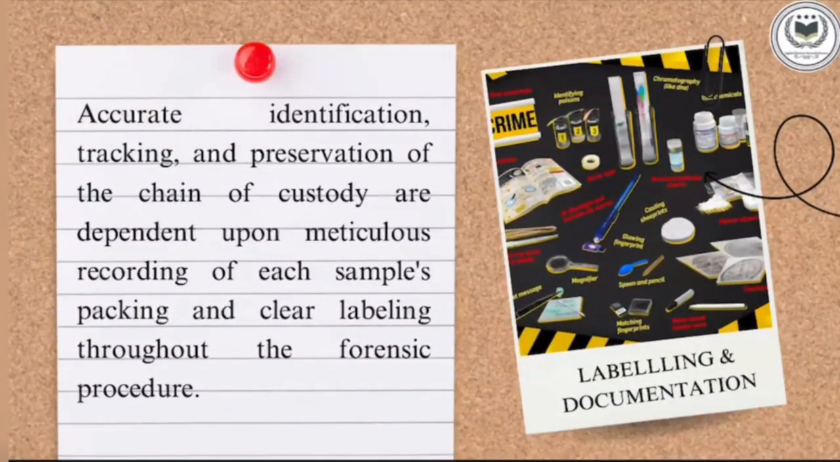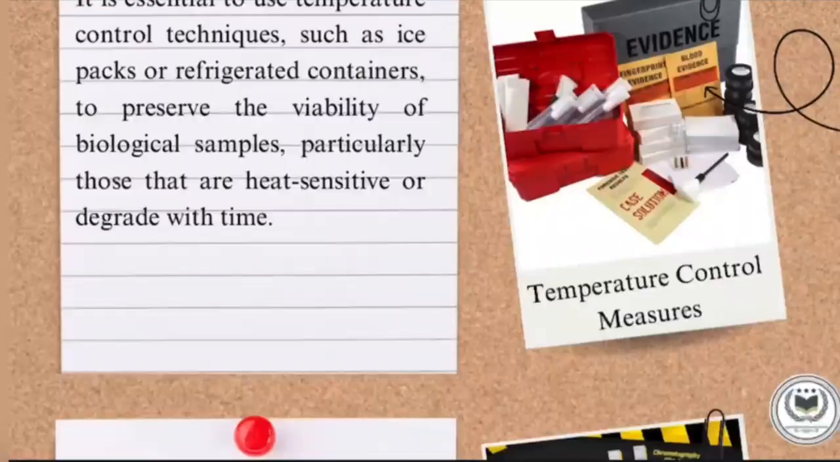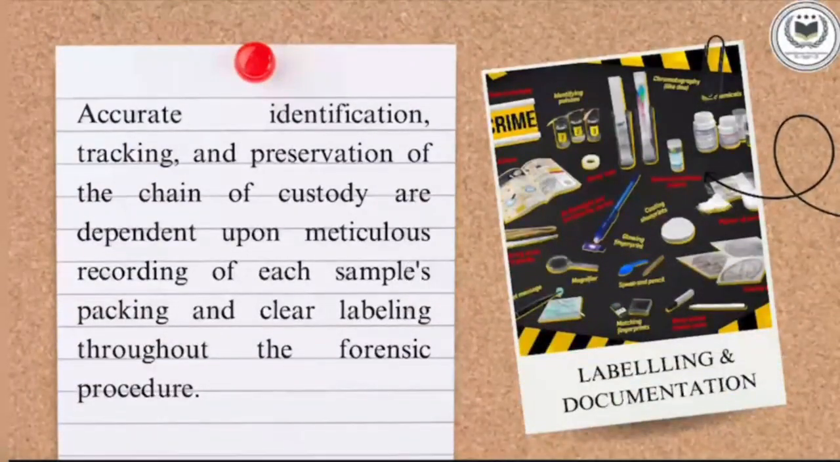Temperature control measures: coolers or refrigeration units, which are used to maintain appropriate temperatures for biological samples during transport and storage. This is crucial for preventing degradation. Ice packs or dry ice for short term temperature control during transport of sensitive biological samples that require refrigeration.